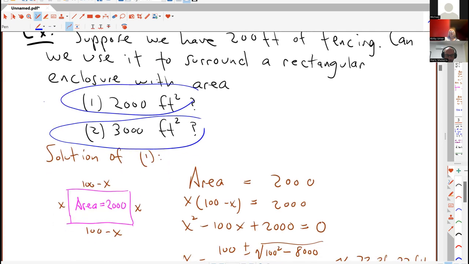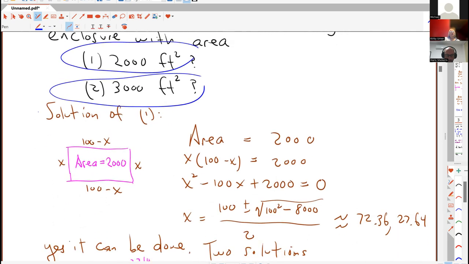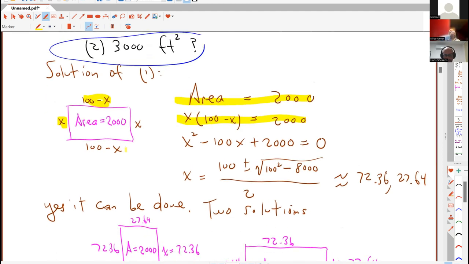Well, you look at this geometrically, and what you're trying to say is that the area is equal to 2,000. What is the area of this enclosure? Well, if the perimeter is 200, then the sides have to add up to 200. This is a way of making the sides add up to 200: you say the width is X and the length is 100 minus X. Then the area has got to be 2,000, so you form the area equation, and that's a quadratic equation. Plug into the quadratic formula and you get two solutions.